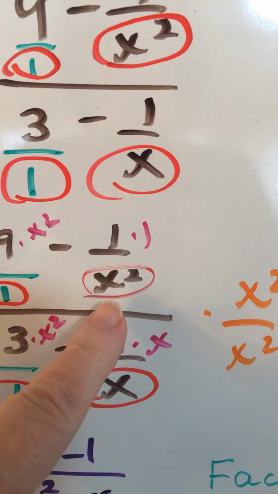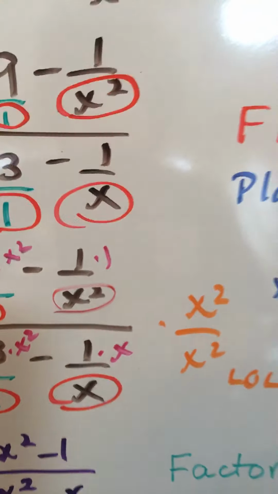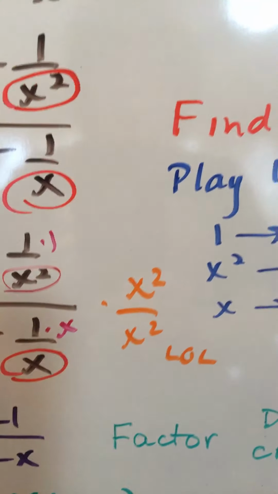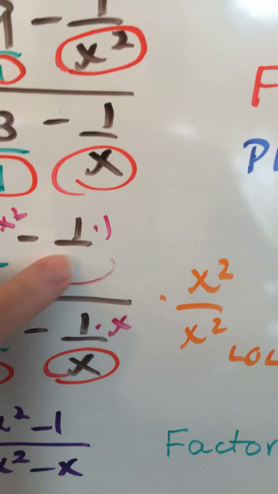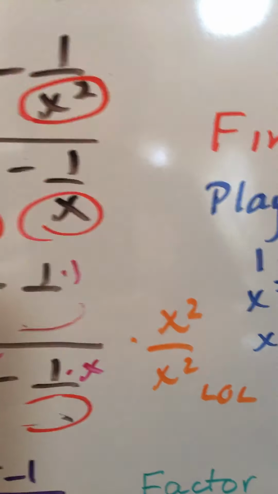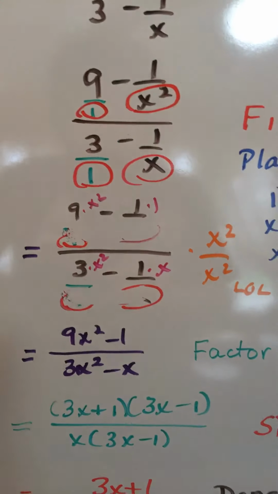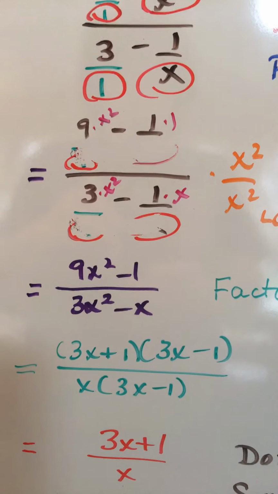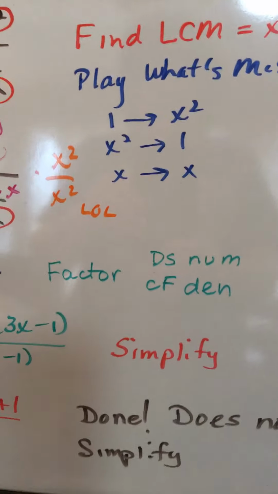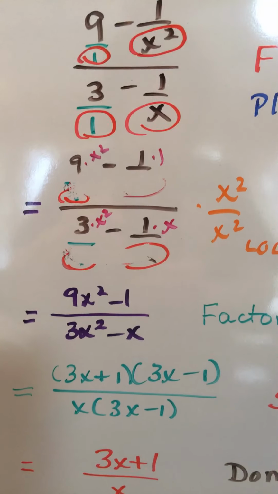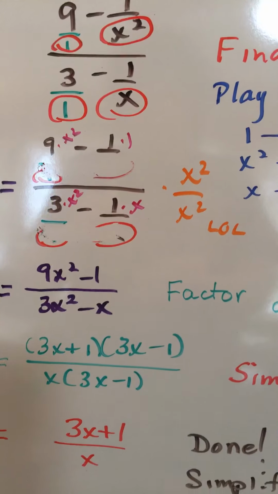1 needed x squared, x squared needed 1, 1 needed x squared, x needed x. And again, I'm going to say I'm multiplying by x squared over x squared, but by playing what's missing, we have already done the reducing, and there's our problem. And so now we have 9x squared minus 1 equals 3x squared minus x. Again, we need to factor. This time, the numerator is the difference of squares, and the denominator is the common factor.